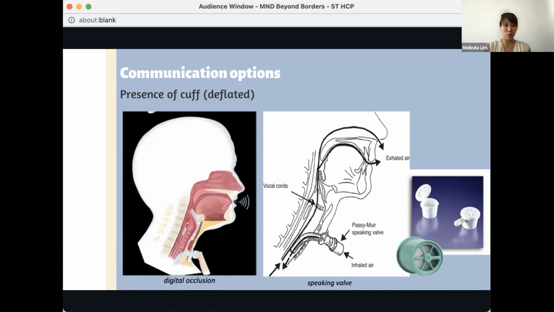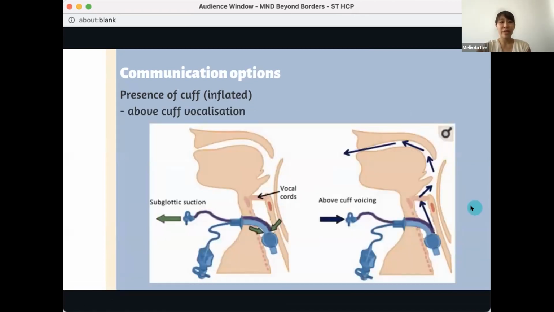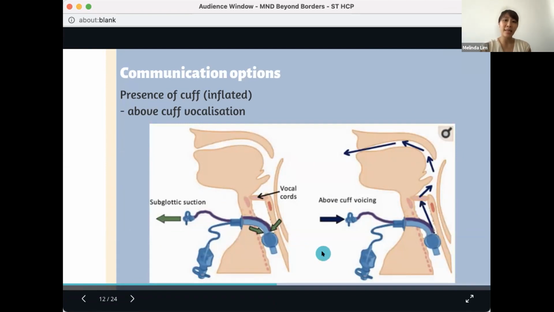Okay, so these are options that you will use when your cuff is there, but you are able to tolerate cuff deflation. If you have a tracheostomy with a cuff, but you cannot tolerate cuff deflation for whatever reason, maybe your ventilatory needs are very high, maybe you've got excessive oropharyngeal secretions, and it is just dangerous for the cuff to be deflated, then using the method of above cuff vocalization can also help you to produce speech. So if you have a look at the two pictures below, the type of tracheostomy then plays a very big part.